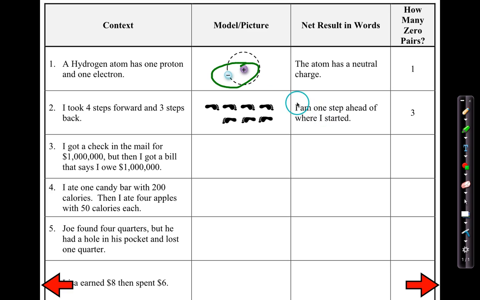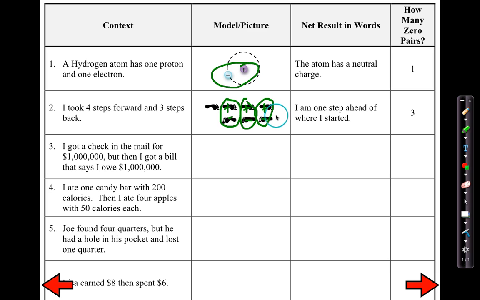Now, how many 0 pairs were there? Let's count. You can count this as 1, 2, and 3. And how? Well, you can imagine it as when you stepped forward, that was positive, and when you stepped back, that was negative. So here, I imagine it to be a positive, a positive, a positive, a negative, a negative, a negative. Positives and negatives cancel each other out, making that 0 pair. So I have a total of 3.